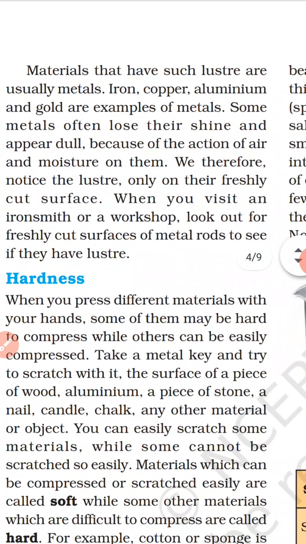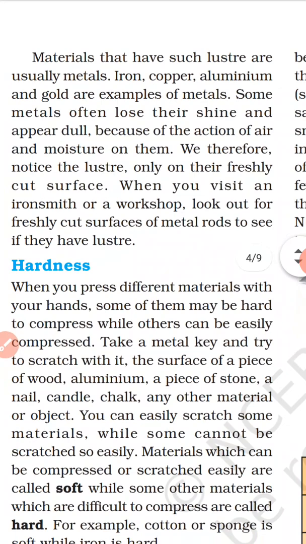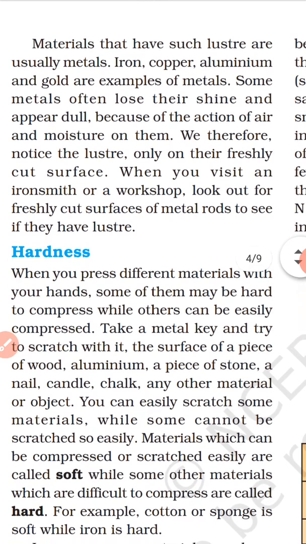Materials that have such luster are usually metals. Materials that have luster are all metals. Iron, copper, aluminum and gold are examples of metals. Some metals often lose their shine and appear dull because of the action of air and moisture on them. We therefore notice the luster only on their freshly cut surface. When you visit an ironsmith or a workshop, look out for freshly cut surfaces of metal rods to see if they have luster.